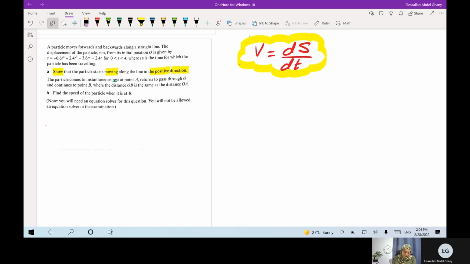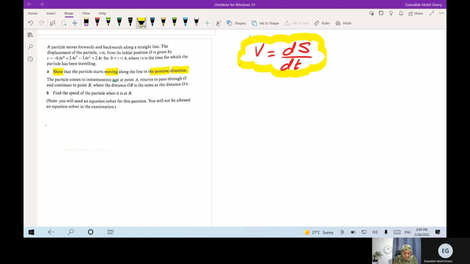A particle moves forward and backwards along a straight line. The displacement of the particle s in meters from its initial position O is given by s equals, and here is a formula, which is s as a function of time, where time is greater than 0 seconds and less than 4 seconds, where t is the time for which the particle has been traveling. Part A, show that the particle starts moving along the line in the positive direction.